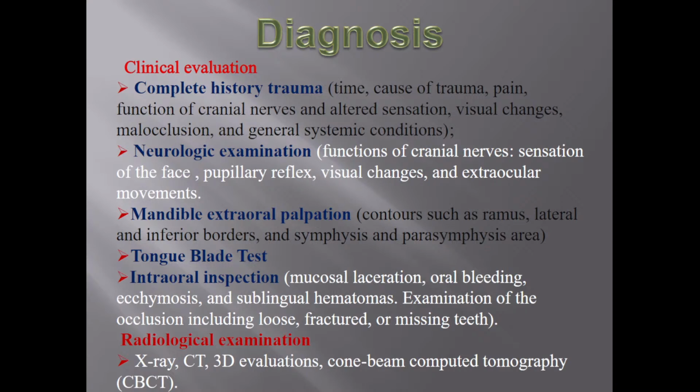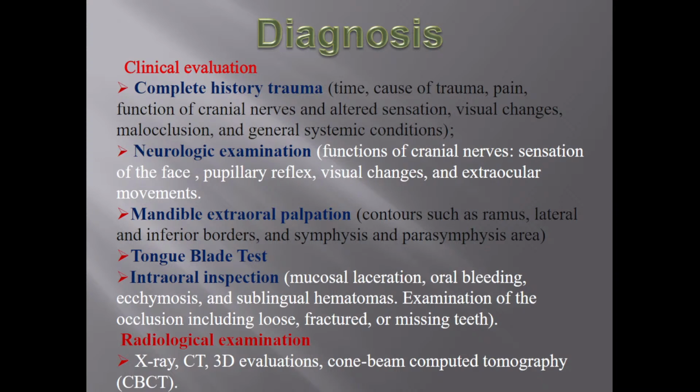Clinical assessment. Complete history of trauma should be obtained after cardiopulmonary and vital neurological function of the patient are stabilized. The mandible should be carefully evaluated by extraoral palpation. Mandible contours such as the ramus, lateral and inferior borders, and symphysis and parasymphysis area should be checked, and continuity of the mandible bone should be noted. Movements of the fragments can be evaluated by bimanual palpation. Ecchymosis and crepitation should be assessed.